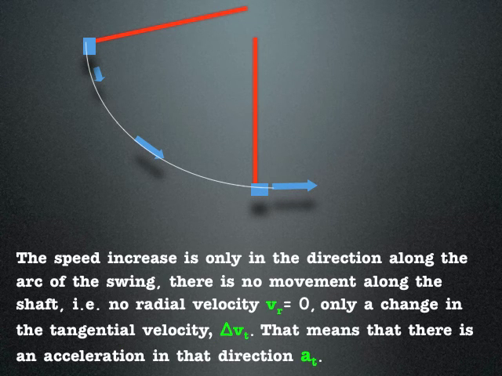The speed increase is only in the direction along the arc of the swing. There is no movement along the shaft, i.e. no radial velocity, vr equals 0. Only a change in the tangential velocity, delta vt. It's speeding up. That means there is an acceleration in that direction, a tangential acceleration. The acceleration is greatest at the beginning and least towards the end.